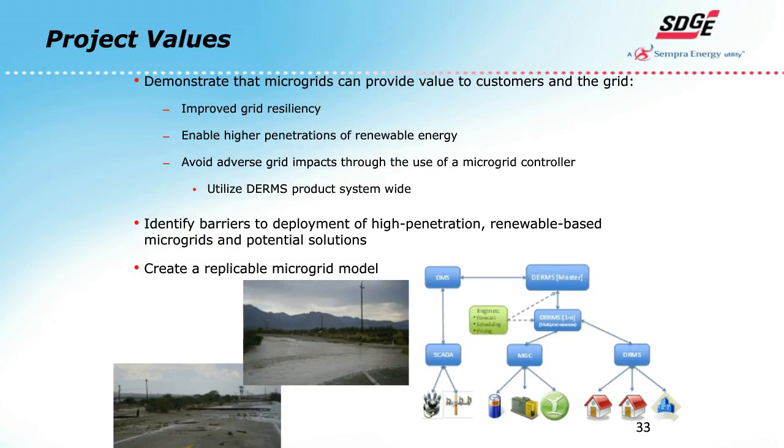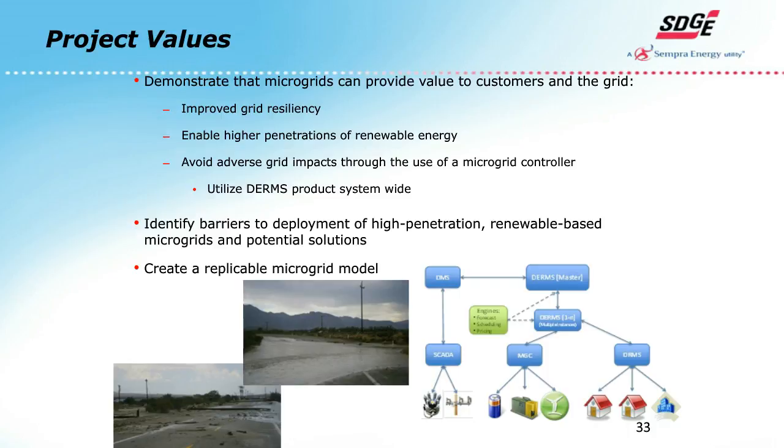So, I mean, the values: microgrids looking to provide grid resiliency, a higher level of penetration of renewable energy, and avoiding adverse impacts, and ultimately taking the product, and you heard Chip talk about DERMS, and exploiting that system-wide to control distributed energy resources. And then you can see, on the graph on the lower right-hand side, the DERMS distributed hierarchical control structure. The two figures on the left show what happens in Borrego under the monsoon, flash flood type of conditions in a desert, if you've ever been there.